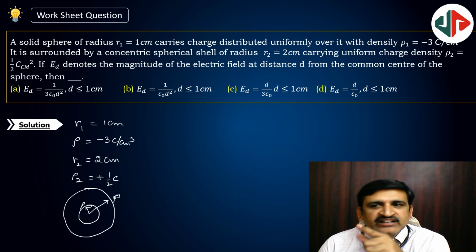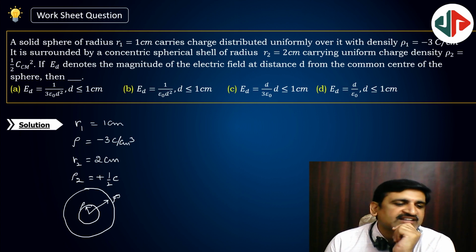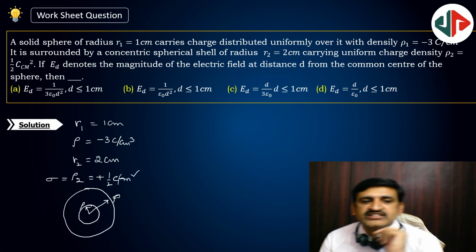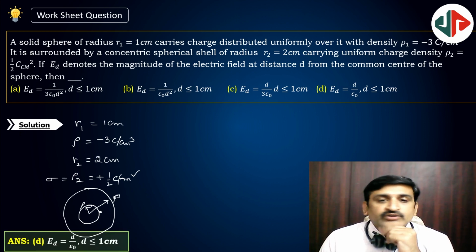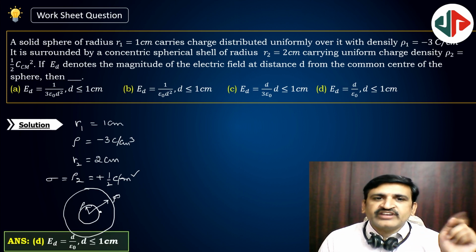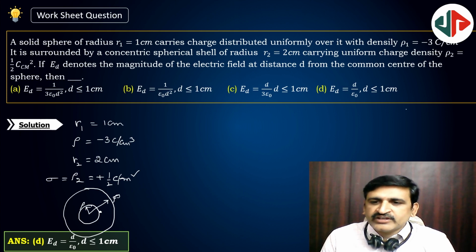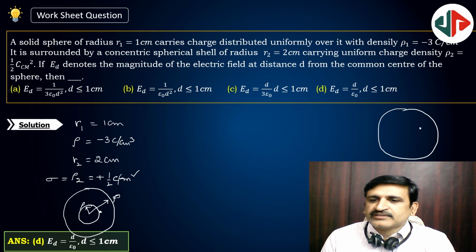As it is a shell, it must be only sigma. It is not rho2 actually, it should be sigma, half coulomb per meter square. Yes, it's areal charge density, while the other is volume charge density because it's a sphere. As the outer one is a shell of charge, its field inside will be 0. So outer one you need not consider. Only inner sphere you have to consider. You want field here, so field will be due to only the charge inside, at distance d.